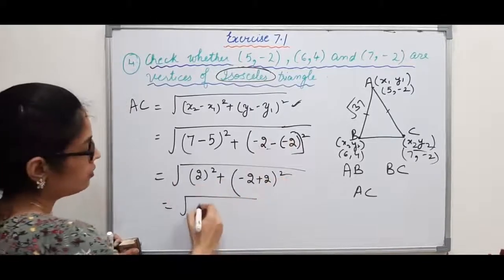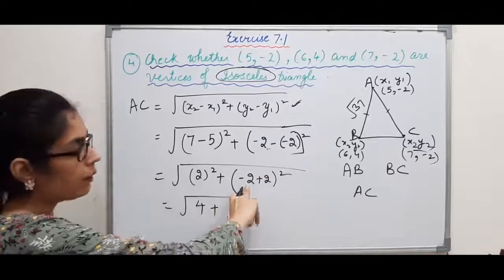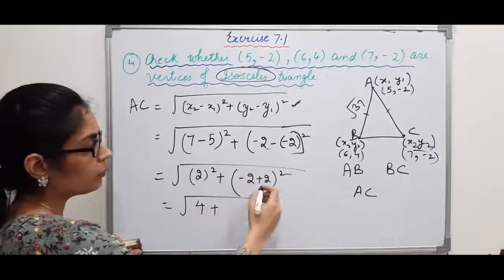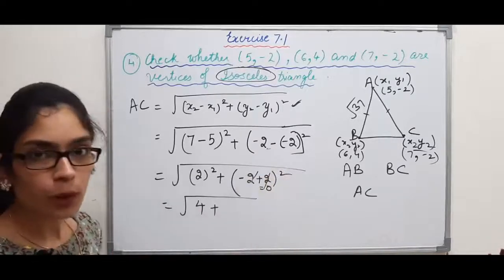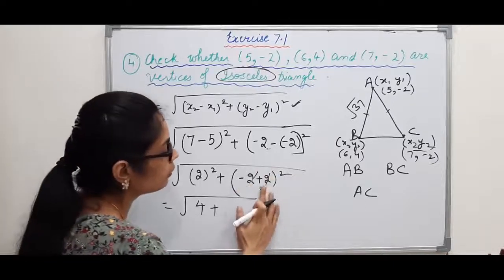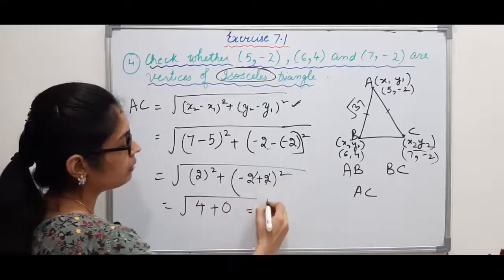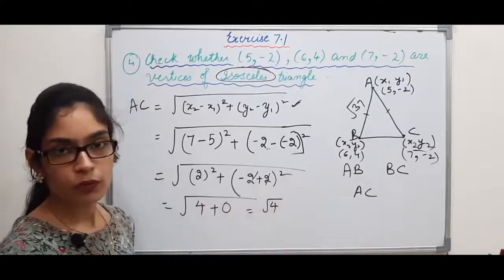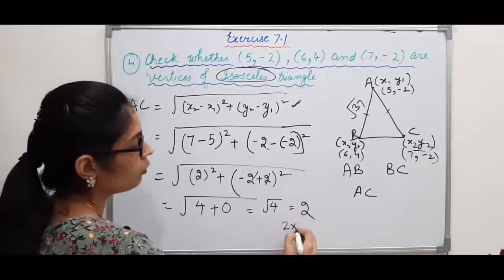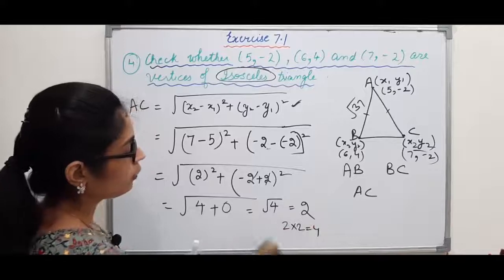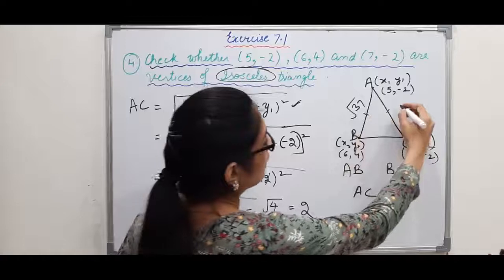2 into 2 is 4, the square of 2 is 4, plus minus 2 plus 2 which is equal to 0, because the same numbers with opposite signs will always be equal to 0. Directly also you can cancel it. So 4 plus 0 will be equal to root 4, which is equal to 2, because 2 into 2 is 4 and the square root of 4 will be 2. So we got the value of AC as 2.